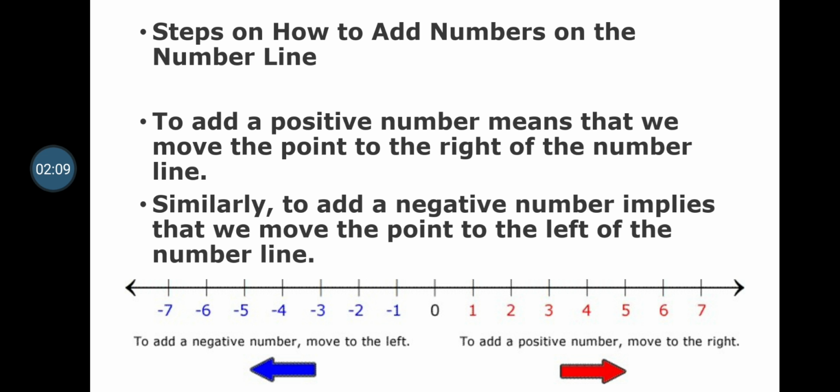Similarly, to add a negative number implies that we move the point to the left of the number line. As we saw previously, a negative number is also an integer. So when we need to add it, we have to move to the left of the number line. So adding a positive number means you move to the right on the number line. When we add a negative number, you move left on the number line.